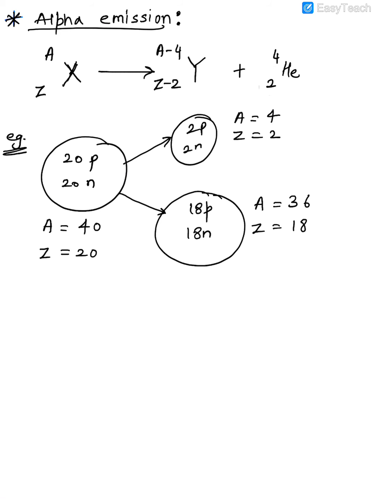Now there is another example which is given in your textbook, that if you have a uranium nucleus, its atomic mass is 238, atomic number is 92. What does it become now? It becomes thorium out here by giving out an alpha particle. So alpha particle helium, then this is 4 and 2.